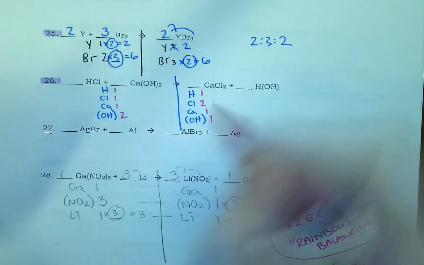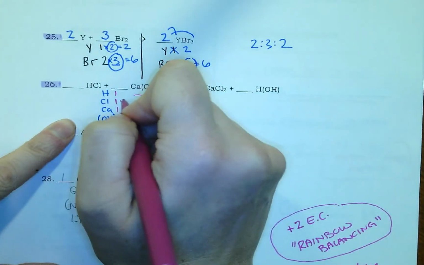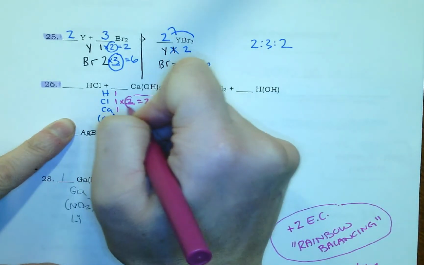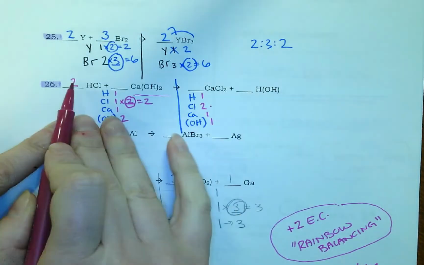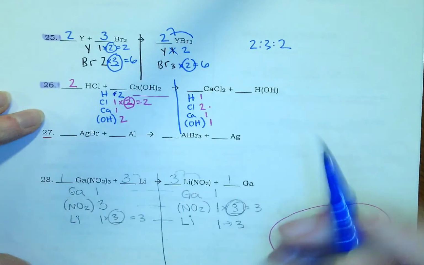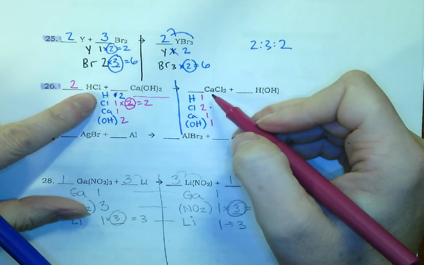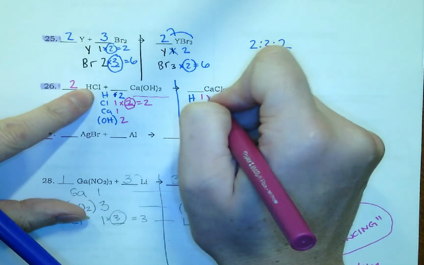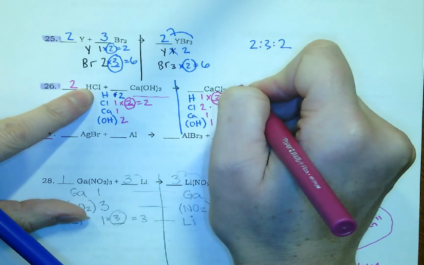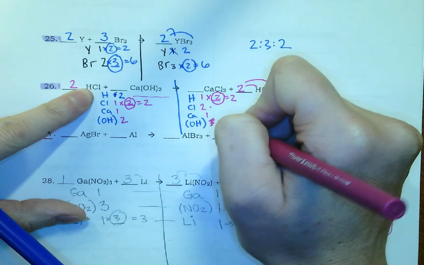Okay. So my hydrogens are balanced. I can leave them alone. My chlorines aren't. So I need to multiply this by something so it matches the bigger side, which is 2. By multiplying my chlorine by 2, I also multiplied my hydrogen by 2, which is frustrating, but okay. So even though hydrogen was balanced, it's not anymore. So I'm going to come back up to the top. And I need to multiply this hydrogen by 2. So that gets me double hydrogen, but it also gets me double hydroxide.